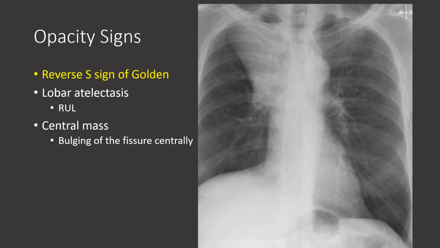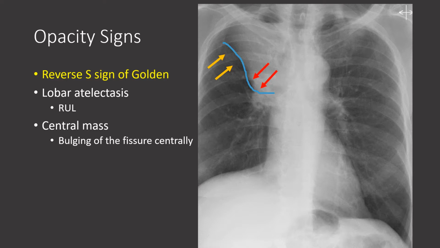This case demonstrates the reverse S sign of Golden, which is the result of both volume loss and mass effect. Notice how the minor fissure is being pulled up. There is volume loss, resulting in the fissure having a concave appearance laterally and being drawn towards the opacity at the right lung apex, which represents the right upper lobe atelectasis. However, also note how the fissure is being pushed inferiorly.